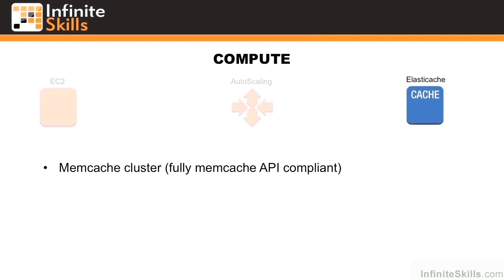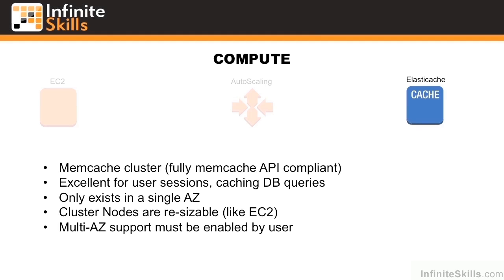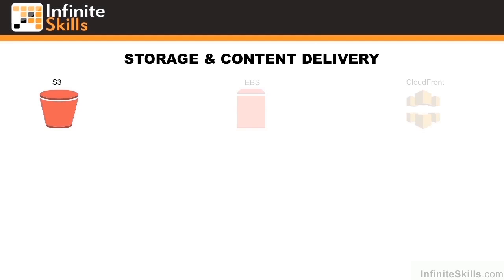Last up in compute, we have Elasticache, which is a Memcache cluster and is fully Memcache compliant. In-memory caches such as Memcache are excellent places to store user sessions and cache computationally expensive operations, such as DB queries. Memcache exists only in a single AZ, and the cluster nodes are resizable, much like EC2. Because it only exists in a single AZ, multi-AZ support must be enabled by the user.